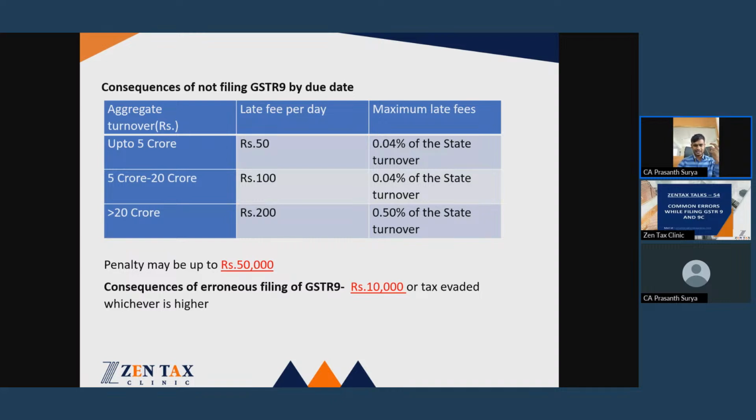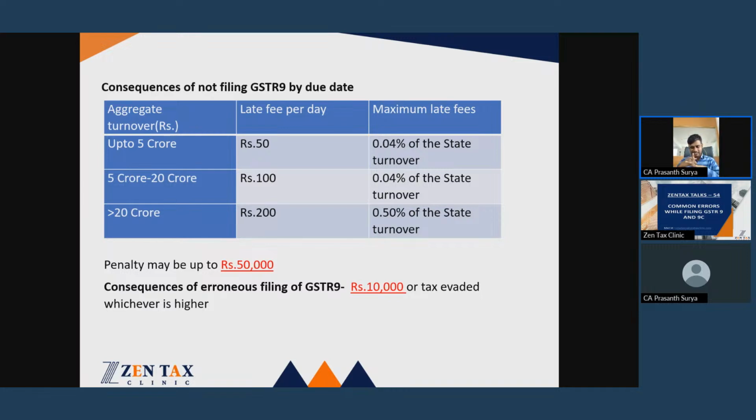So what is the consequence of not filing GSTR9 by the due date? Up to 5 crore, the late fee is 50 rupees per day, with a maximum of 0.04% of state turnover. 5 crore to 20 crore, it is 100 rupees per day, with a maximum of 0.04% of state turnover. More than 20 crore, it is 200 rupees per day, with a maximum of 0.5% of state turnover.